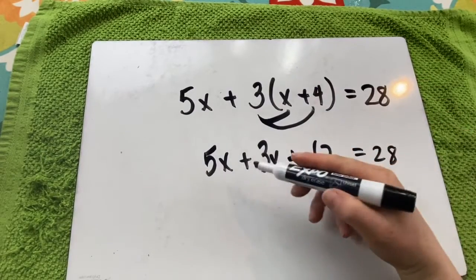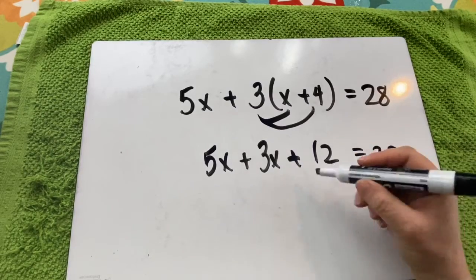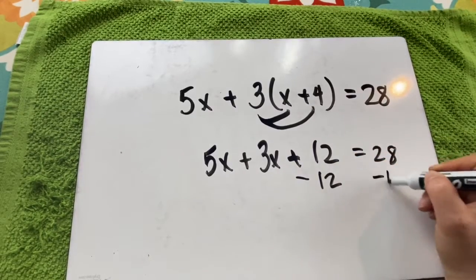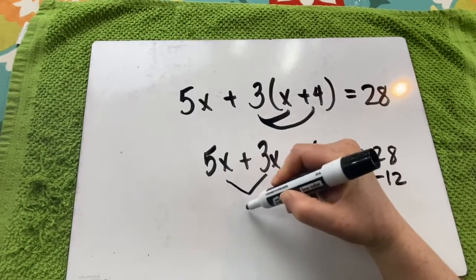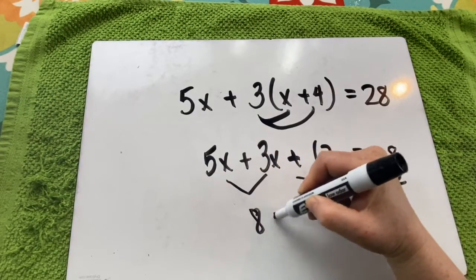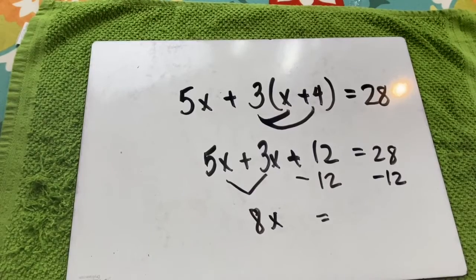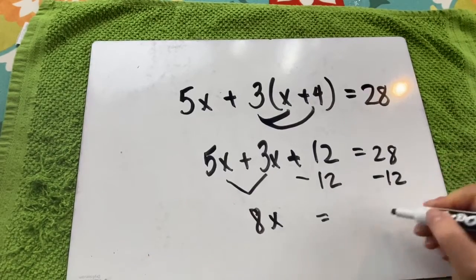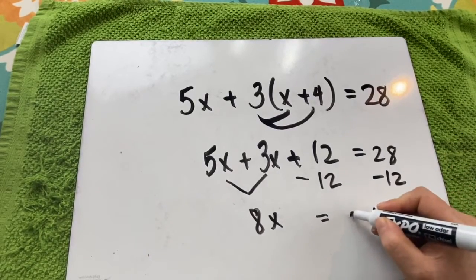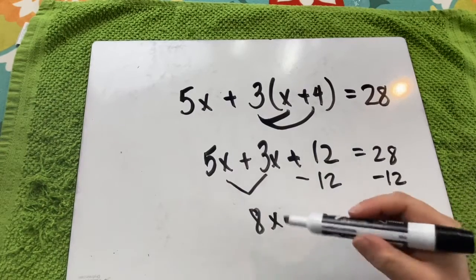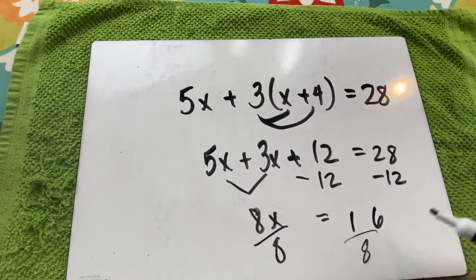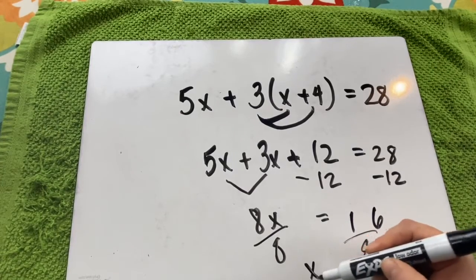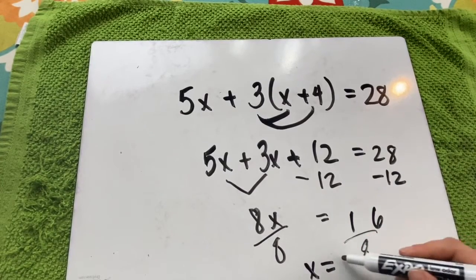So again, you have two choices. Combine those two, subtract itself. So minus 12, and I'm going to leave that here. And then I'm going to combine these two, which is 8x, right? And then equals 16. So divide by 8, x equals 2.